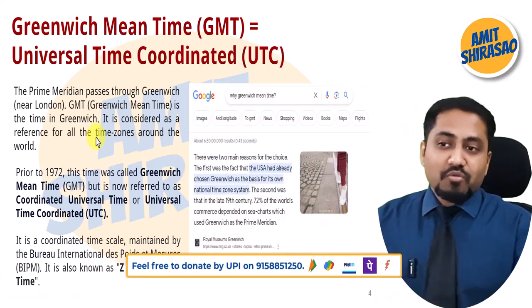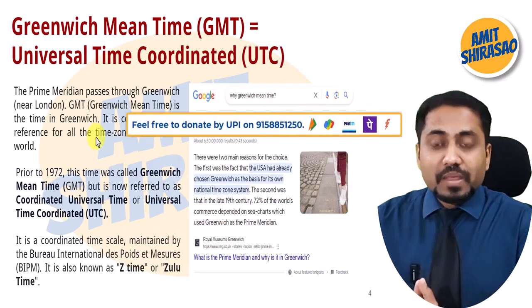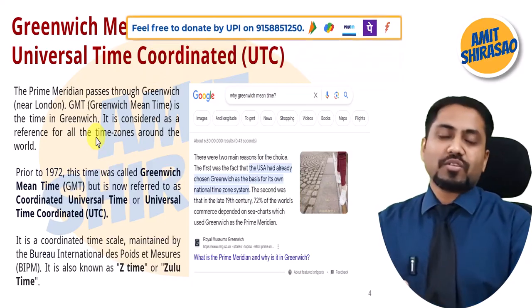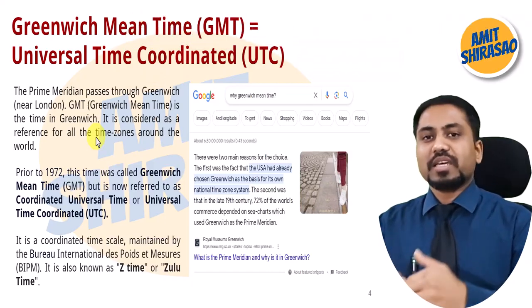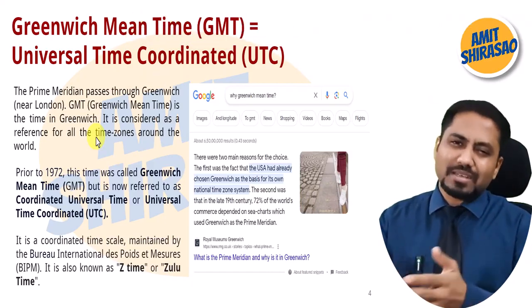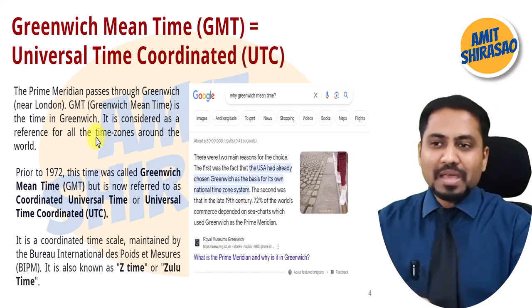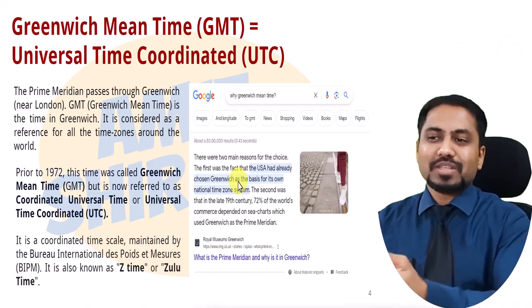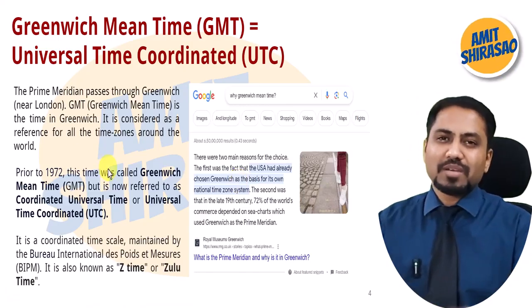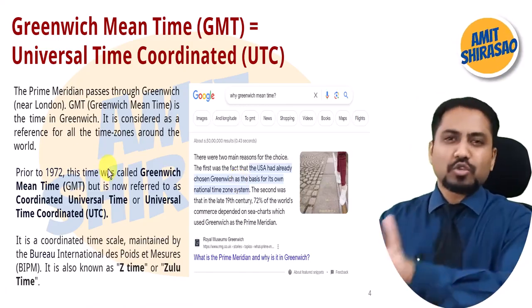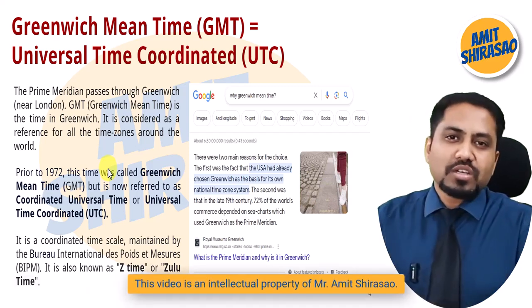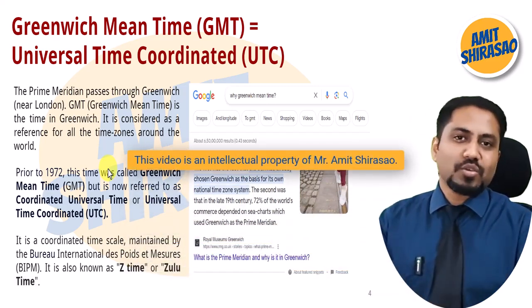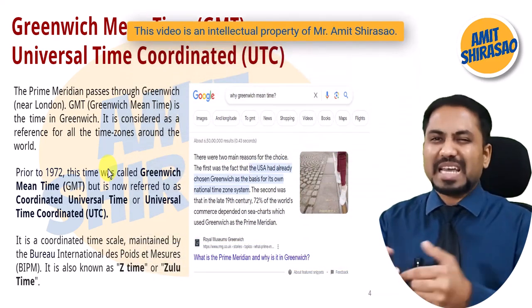Okay, now why did the US follow GMT? Because the US was already a colony of the British, and when they got independence after that also they kept on following the same system, and that's why the US was already following GMT. So when GMT became a global standard at that time, France objected, but the US did not object. The USA followed GMT as it is, no problem.